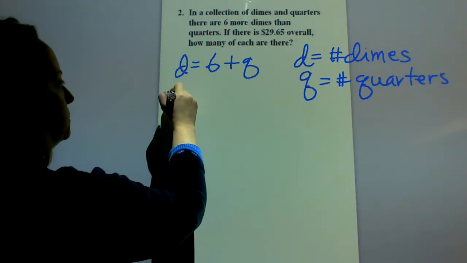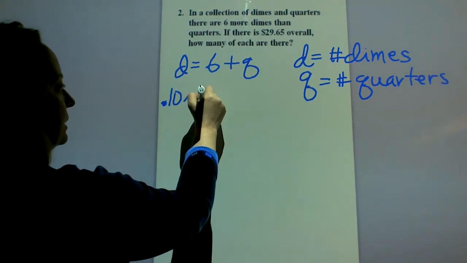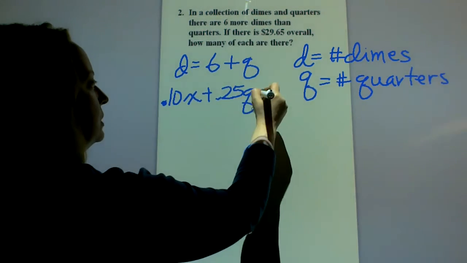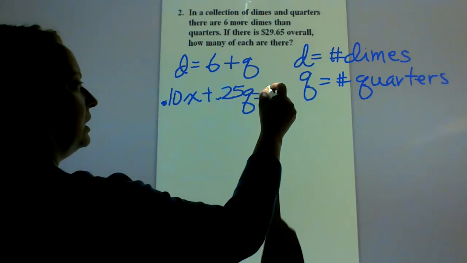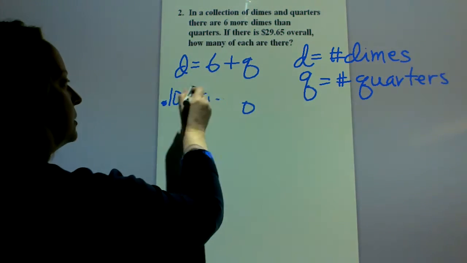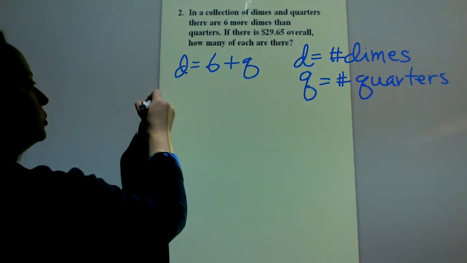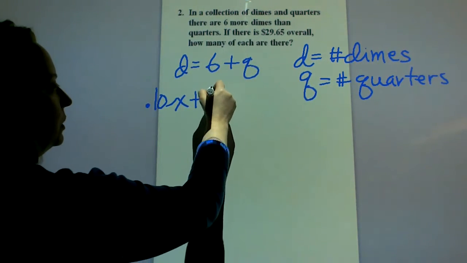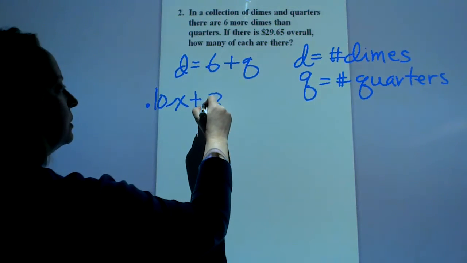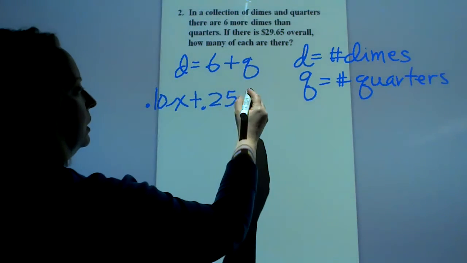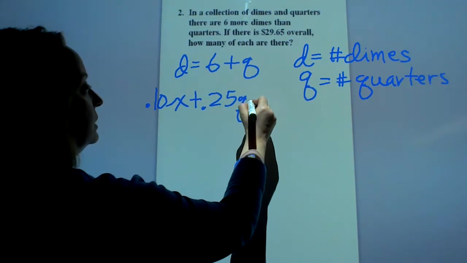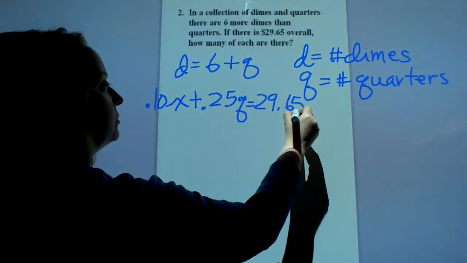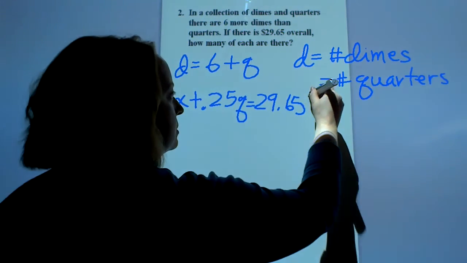So the next one, dimes are worth 10 cents, 0.10D plus 0.25Q is 29.65. Okay, let's write this a little bit better. 0.10D plus 0.25Q is 29.65 here. Let's erase this.